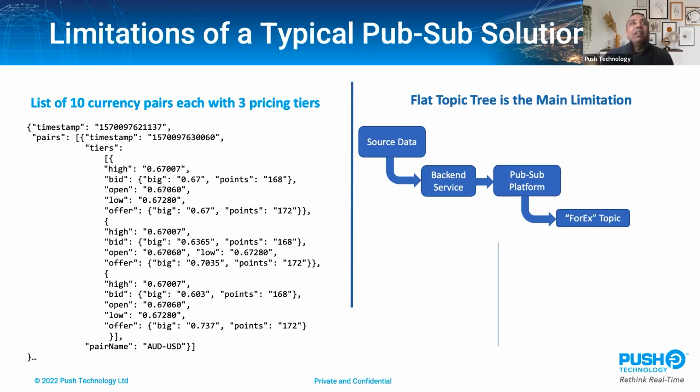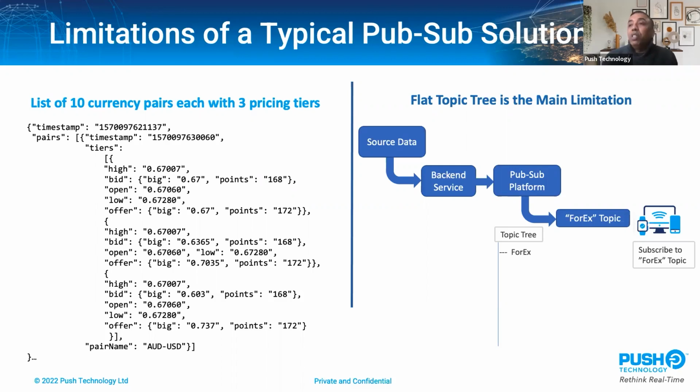What happens is there are limitations of a lot of existing flat PubSub solutions. They have a flat topic tree. You collect the data and push it into the PubSub platform. And let's say there is a client who wants to subscribe to the Forex topic. You get the entire 10 currency pairs. It could be 10K bytes in size.